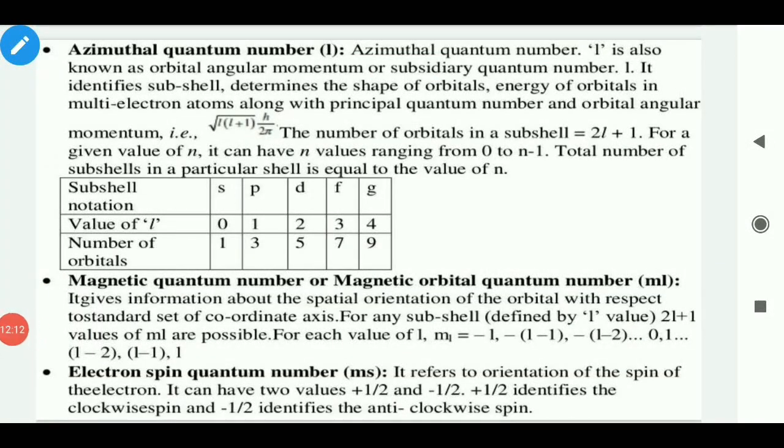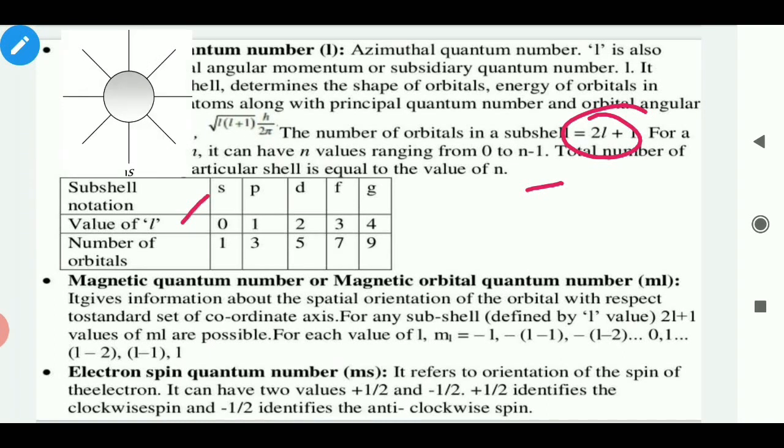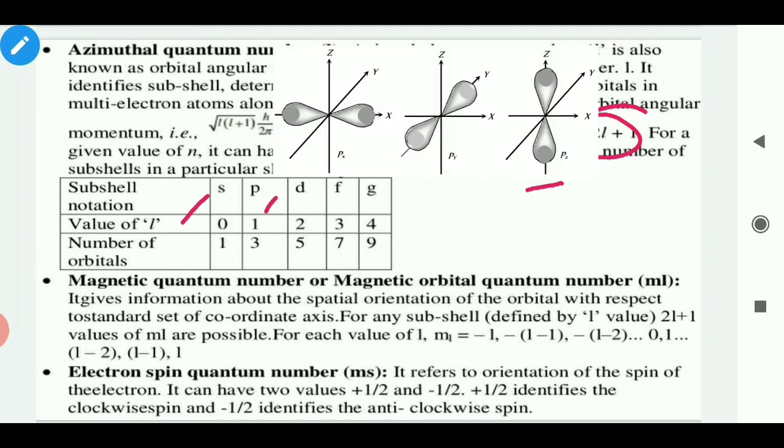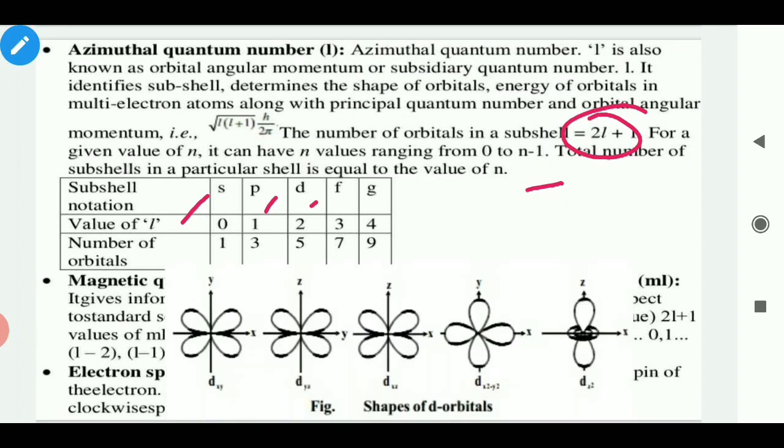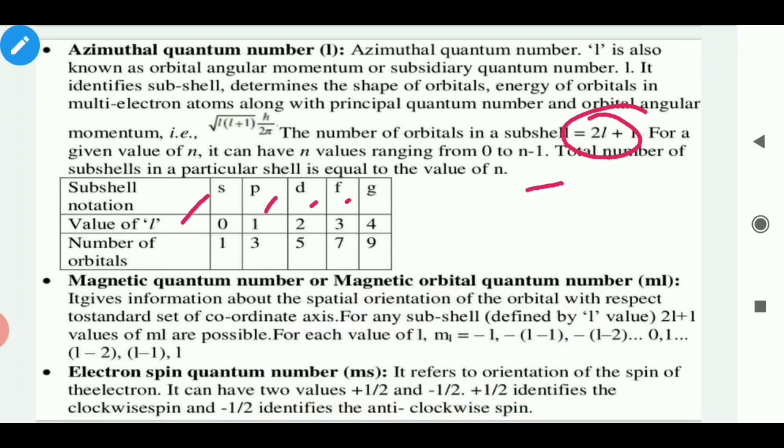Azimuthal quantum number, small l. Azimuthal quantum number is also known as orbital angular momentum. The number of orbitals in a subshell is equal to 2l plus 1. For a given value of small n, small l can have values ranging from 0 to n minus 1. Here small l equal to 0 represents s subshell, l equal to 1 represents p subshell, l equal to 2 represents d subshell, l equal to 3 represents f subshell.